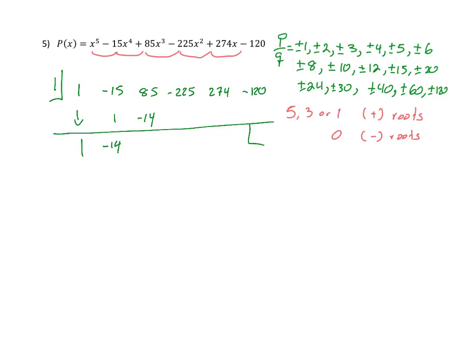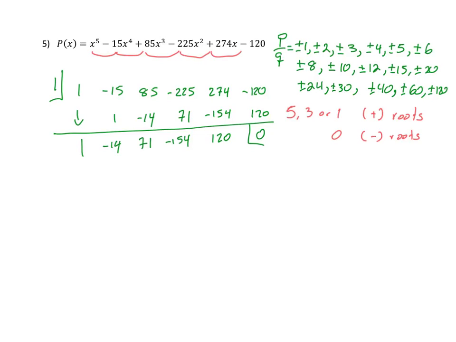85 minus 14 is 71. Negative 225 plus 71 is negative 154. Negative 154 times 1 is negative 154. 274 minus 154 is 120. And 120 times 1 is 120. So that means that 1 is a zero of this polynomial.